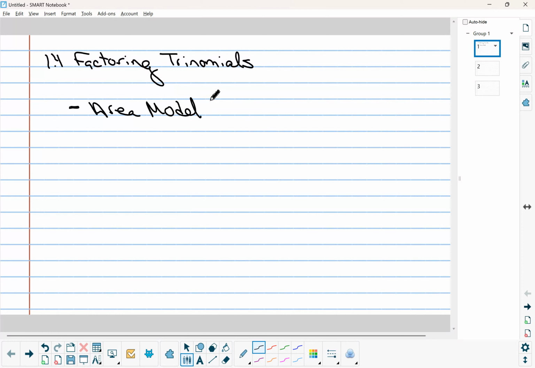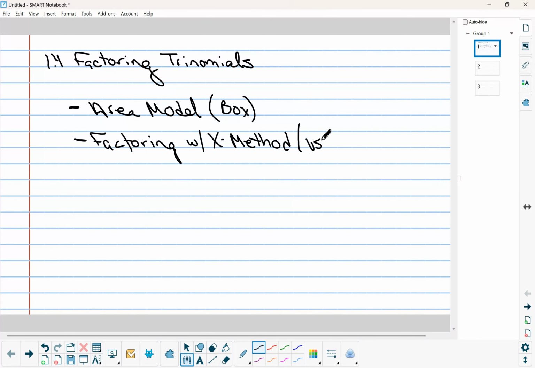Okay, hi. This is video number 3 for 1.4, factoring trinomials. So we have already talked about factoring these using the area model. That's that box, right? And then the second method was factoring with X method, but also using grouping.